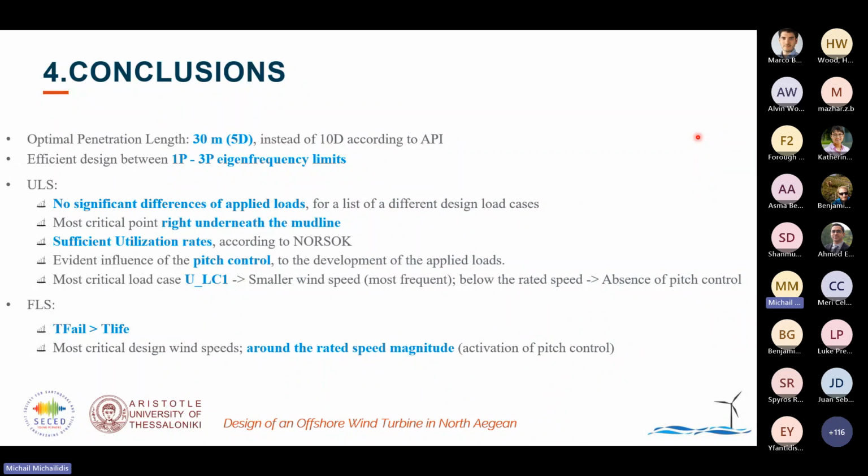And we have observed that ULC1, which has been the 11.4 meters per second with extreme turbulence mode, has been the most critical, as we noticed in the moment distribution profile, where we have the transition from the power control to the pitch control. While for the fatigue limit state, the most critical design wind speeds have been those around the rated speed, where the pitch control is activated.